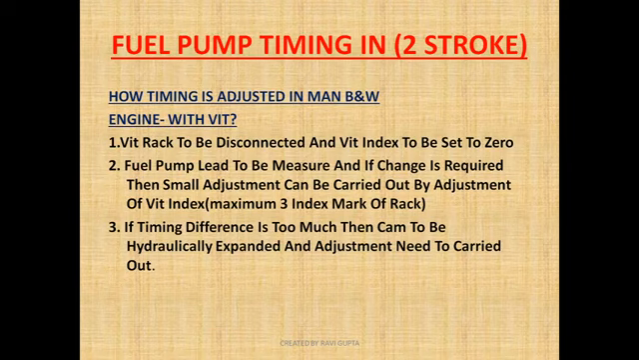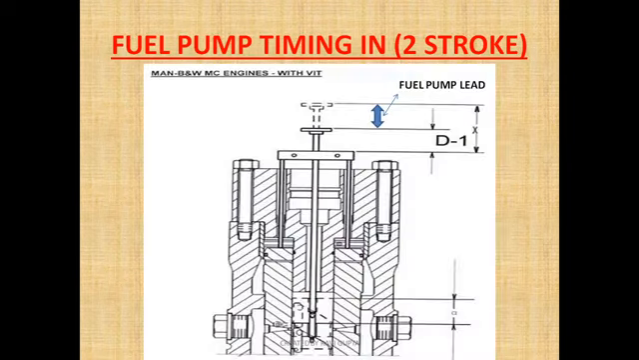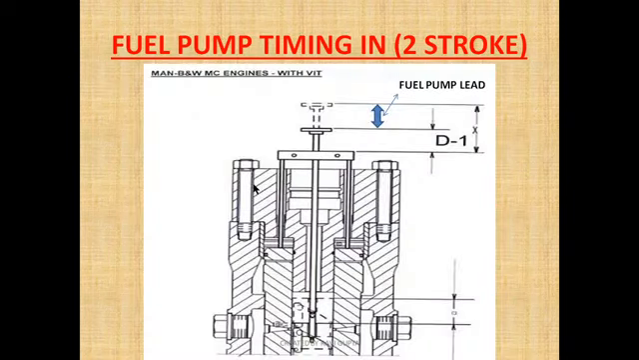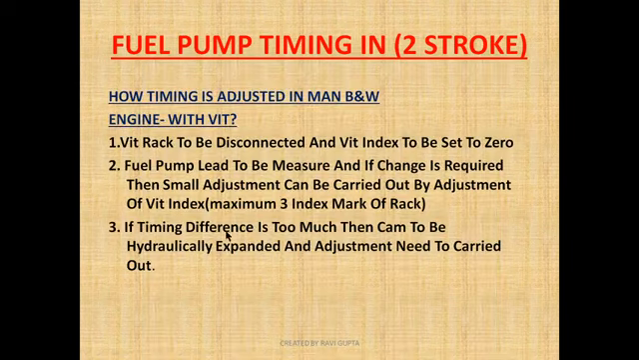In a without-VIT engine, we adjust the timing by adjusting the shim here. But with VIT, we are not placing any shim. We are adjusting the timing by adjustment of the VIT index. A maximum of 3 index changes can be done. After that, if you want to make any change, we have to do it by hydraulically expanding the cam and adjusting the cam. So same thing I have written: if the timing difference is too much, then the cam is to be hydraulically expanded and adjustment carried out.